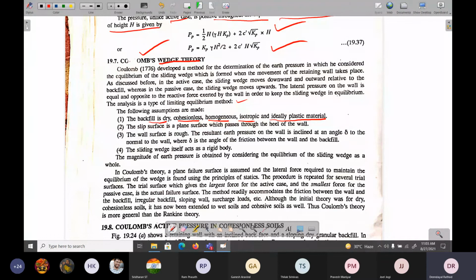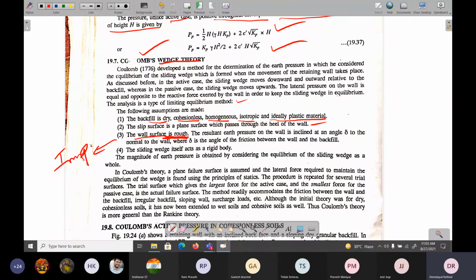The slip surface is plane and passes through the heel of the wall. Anyway, that we'll see next class. The wall surface is rough. This is very, very important. The resultant earth pressure on the wall is inclined at delta, and so on.